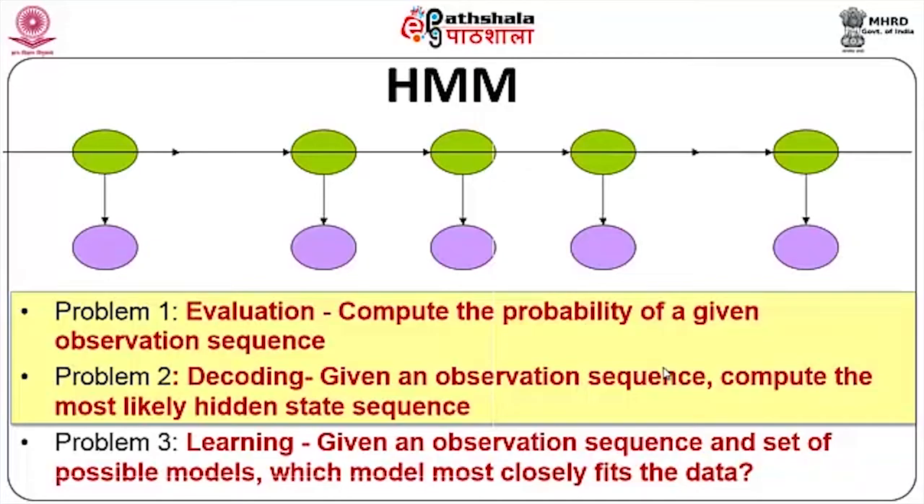And you have a third problem also, which is called learning. Given the observation sequence and a set of possible models, which of the models fits the data, which means you have to find the model parameters. Okay. So, that is the hardest problem to solve. That we will not be discussing in this module, we will be discussing it in the next module. So, in this module we will be discussing evaluation and decoding.